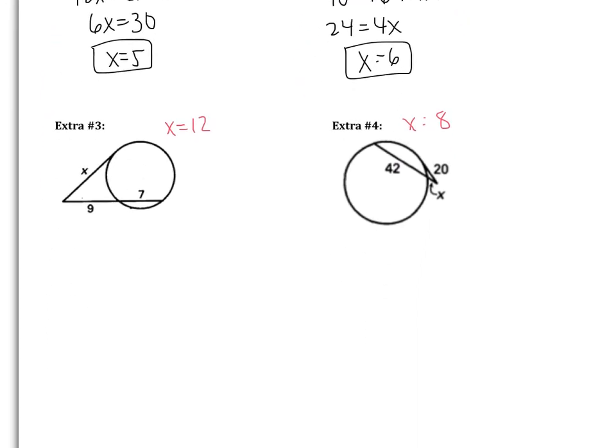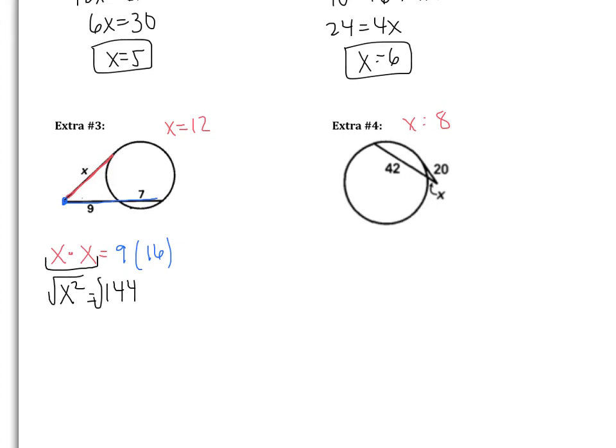Okay, extra number 3. Again, vertex is outside of the circle. So it's going to be outside times whole is equal to outside times whole. For the tangent, the outside part is x, and then x is still the whole part. Looking at my secant, the outside is 9. The entire is 9 plus 7, which is going to be 16. Okay, hopefully you remember that x multiplied by x is x squared, not 2x. And then 9 multiplied by 16 is 144.